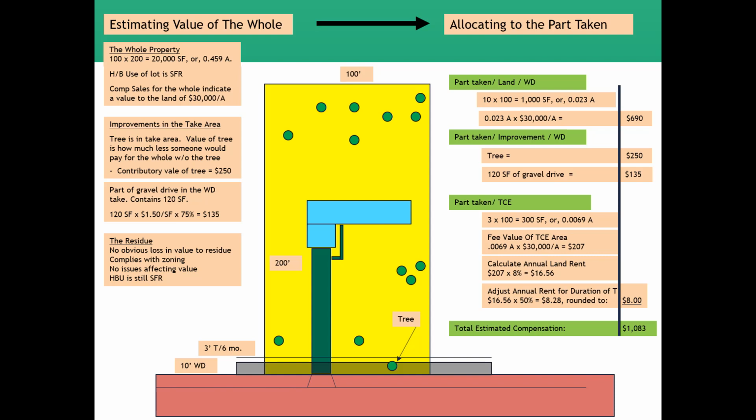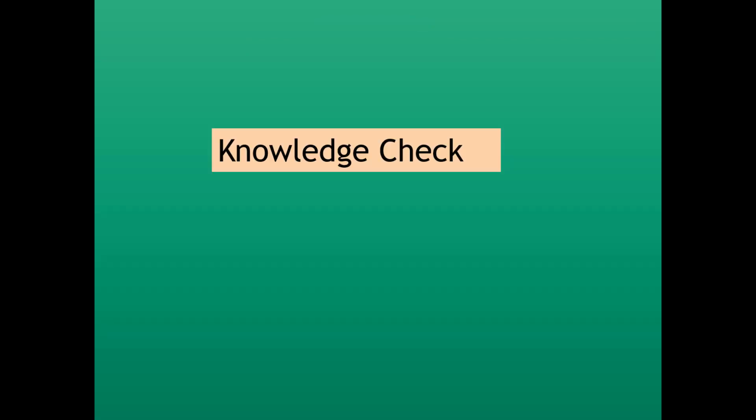And so the total estimated compensation, taking in consideration the part taken land, part taken improvements, part taken temporary construction easement, is $1,083. It's time for a knowledge check.